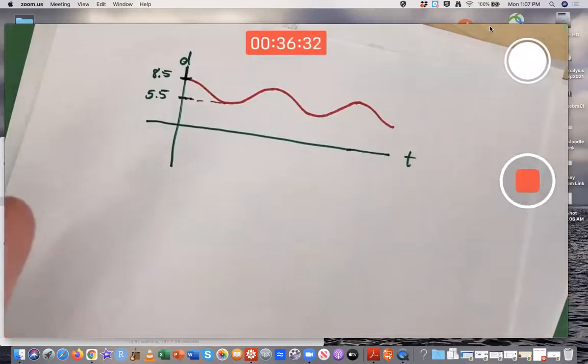One clear example where they do really well is when you have a mass attached to a spring and you pull it downward and let it go up and down. As long as there's not much friction, this kind of graph will describe the displacement of the mass.